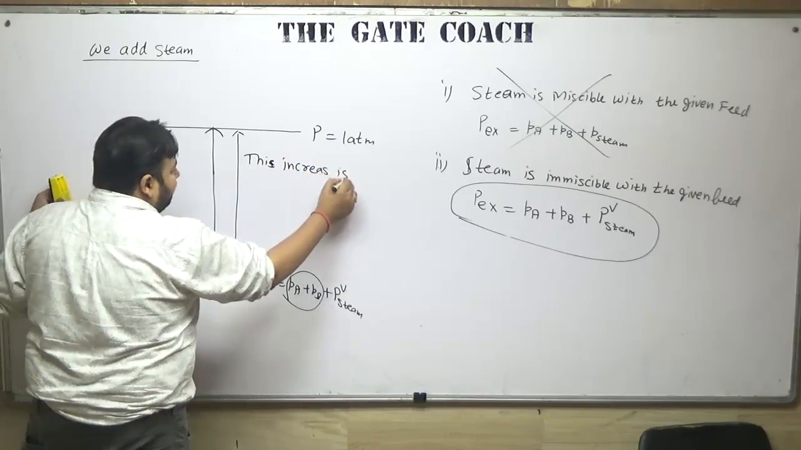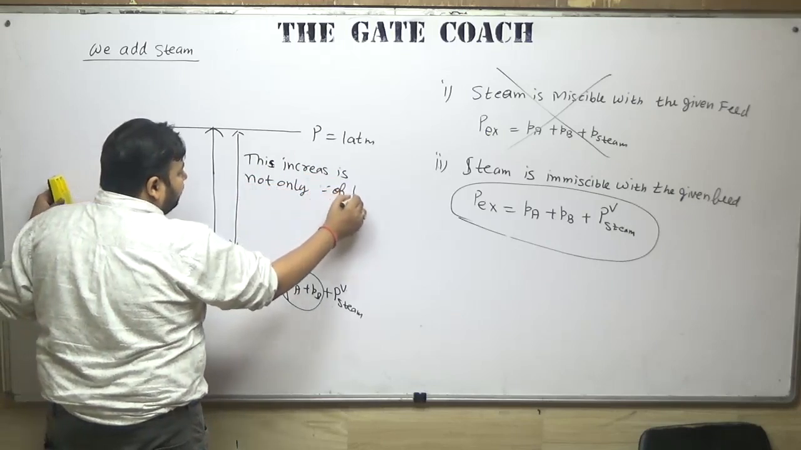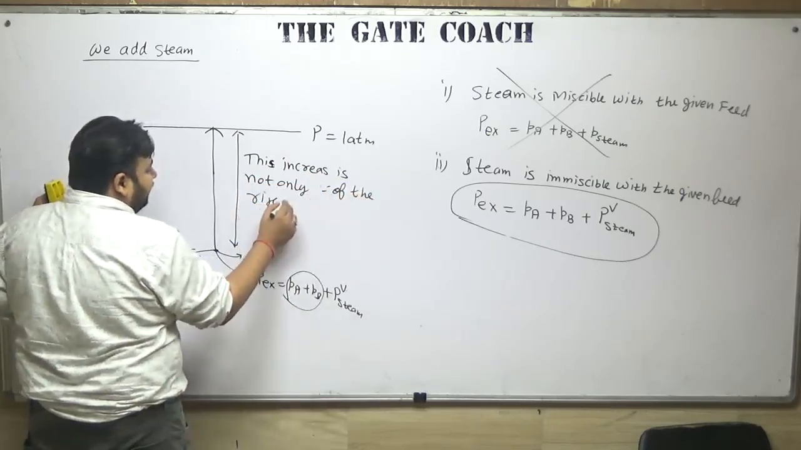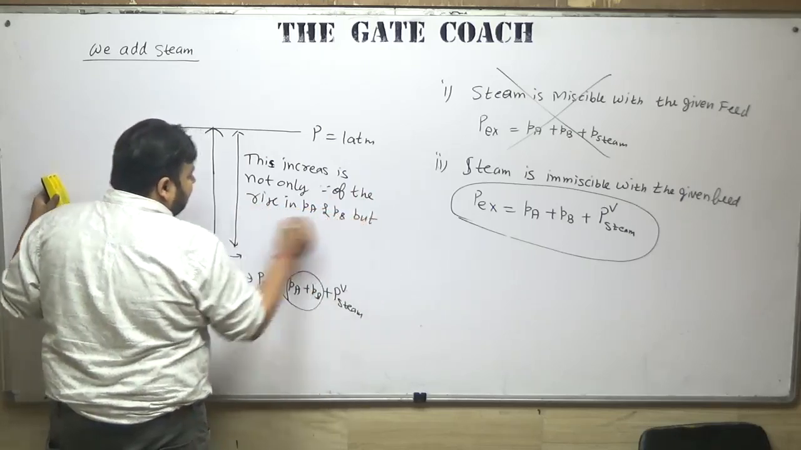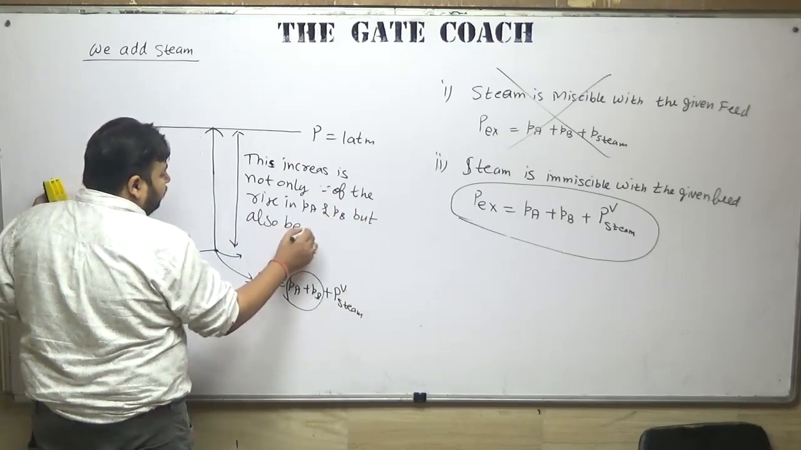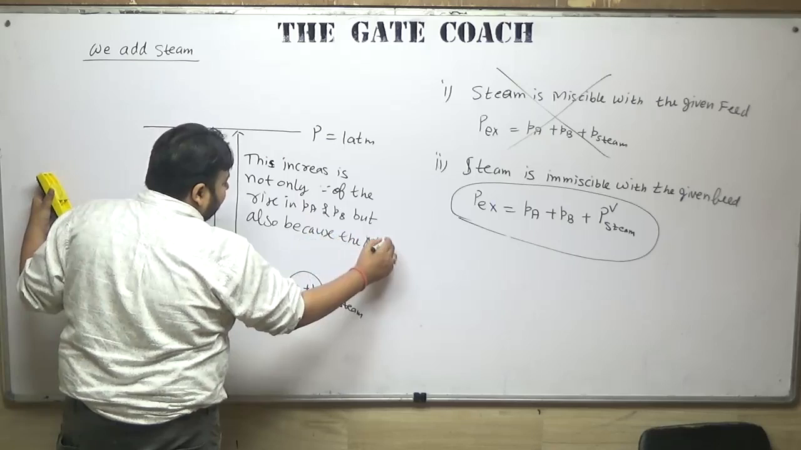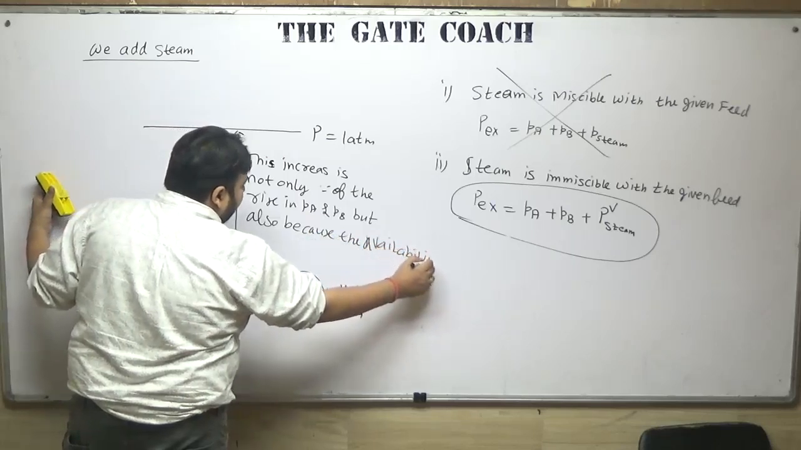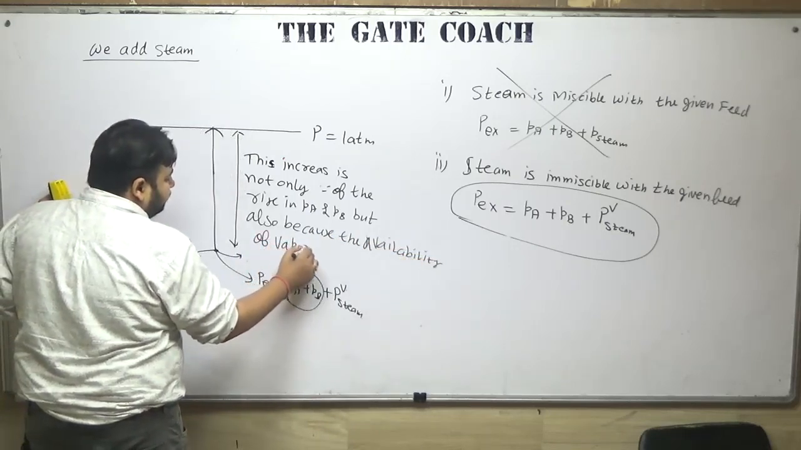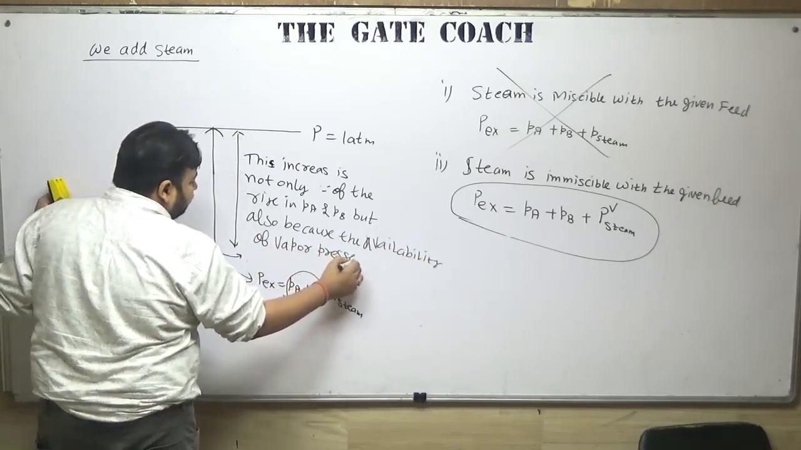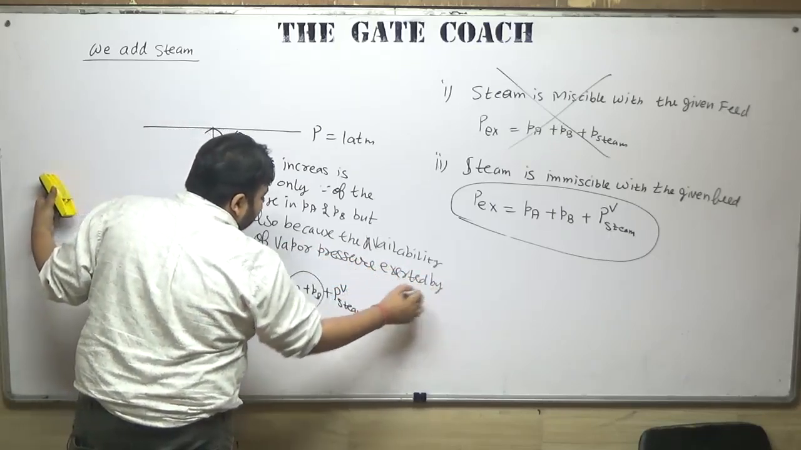This increase is not only because of the rise in PA and PB, but also because of the availability of vapor pressure exerted by steam.